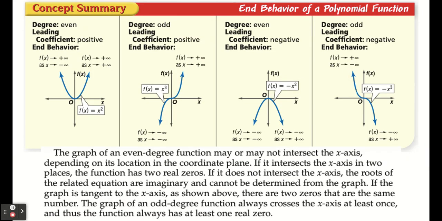All right. So the graph of an even degree function may or may not intersect the x-axis, depending on its location in the coordinate plane. If it intersects the x-axis in two places, the function has two real zeros. If it does not intersect the x-axis, the roots of the related equation are imaginary and cannot be determined from the graph. If the graph is tangent to the x-axis, as shown above, there are two zeros that are the same number. The graph of an odd degree function always crosses the x-axis at least once, and thus the function always has at least one real zero.